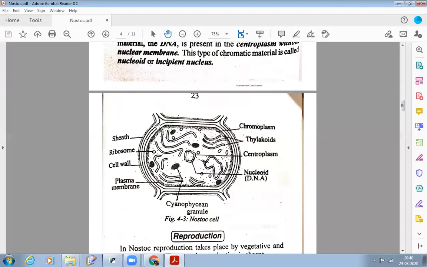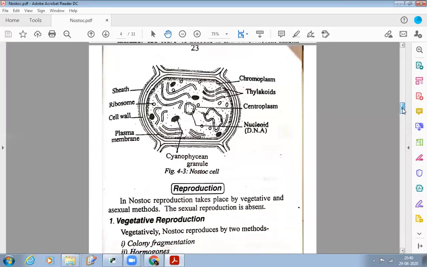The cell wall is three-layered, and it is covered by a gelatinous sheet. Exactly, in bacteria also, the cell wall is surrounded by a mucilaginous sheet, which we call glycocalyx, a carbohydrate. Here it is a gelatinous sheet. So this is one more character that is almost similar to that of prokaryotes.